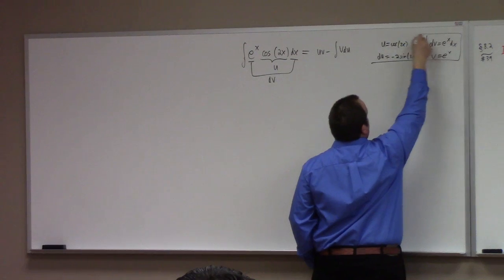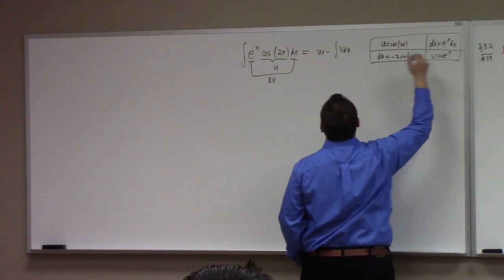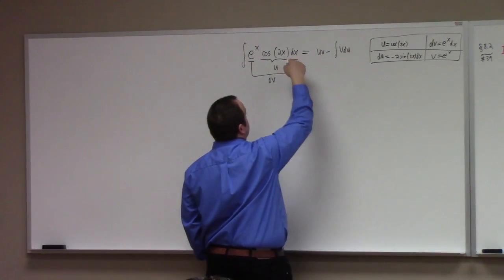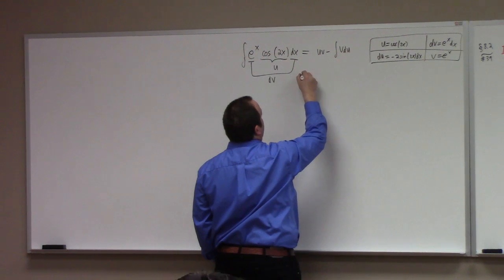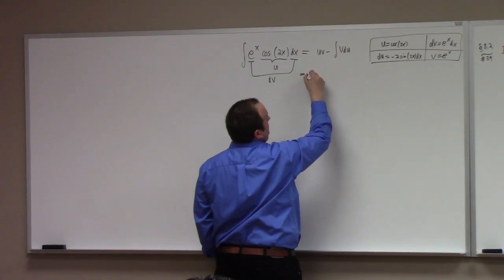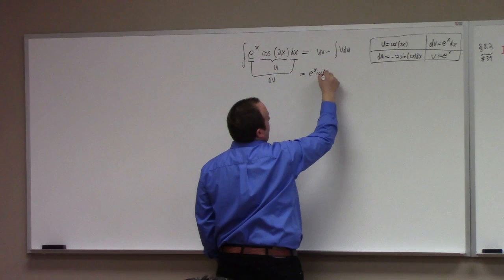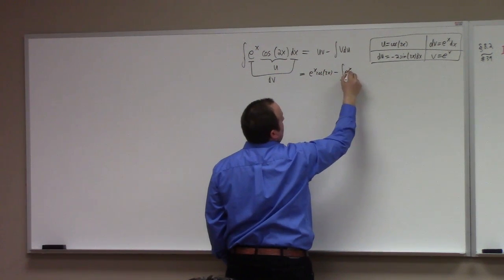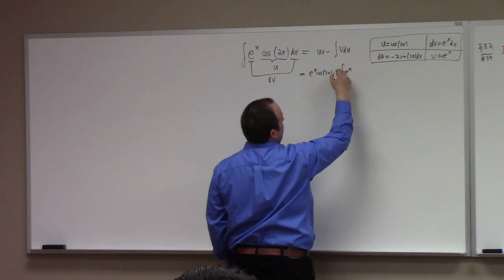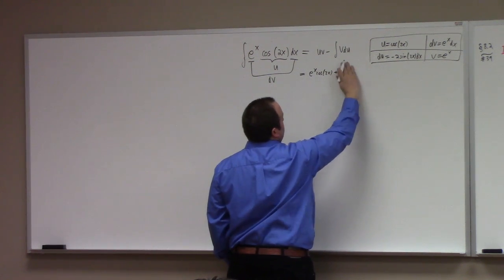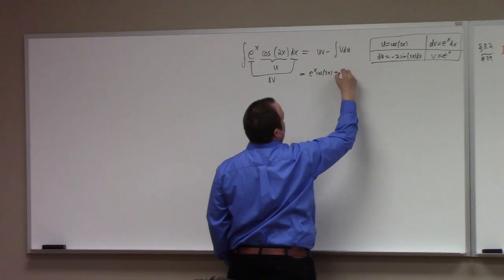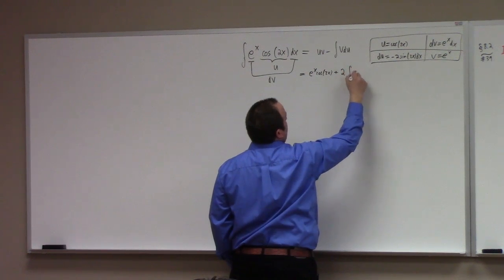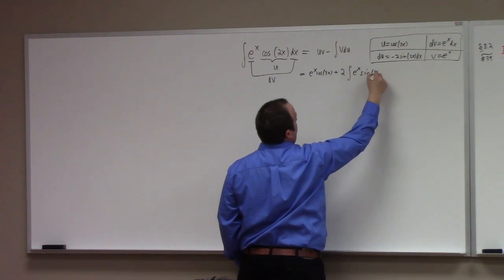This problem is slightly simpler than the one in your homework because it only has one number floating around in the argument. So this is e to the x cosine 2x minus the integral of e to the x times minus 2 sine 2x. Minus minus means plus, so we pull this 2 out and cancel the minus, so plus 2 times the integral of e to the x sine 2x.